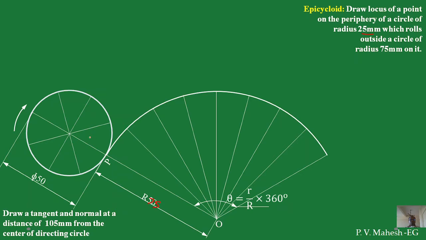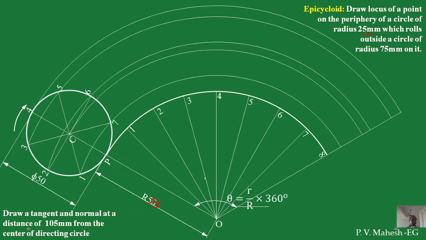Now divide this circle and this sector into an equal number of parts. I am dividing it into 8 equal parts. Then I have to draw arcs. Previously I drew lines parallel to the directing line. Now here I am drawing arcs parallel to the directing circle and passing through all the points. So these are the lines, passing through 1, 7, 2, 6, 3, 5 and 4.